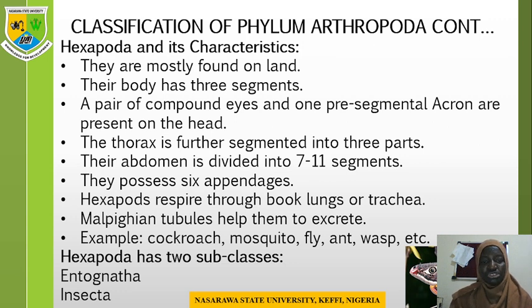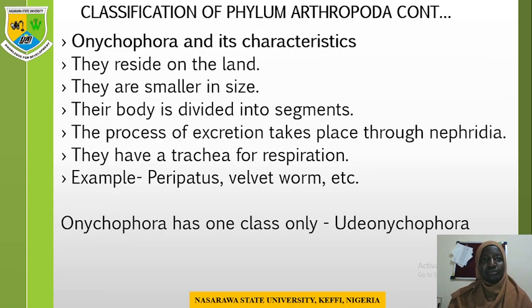Hexapoda, just as the previously listed classes, is divided into 2 subclasses, the Entognatha and then the Insecta.